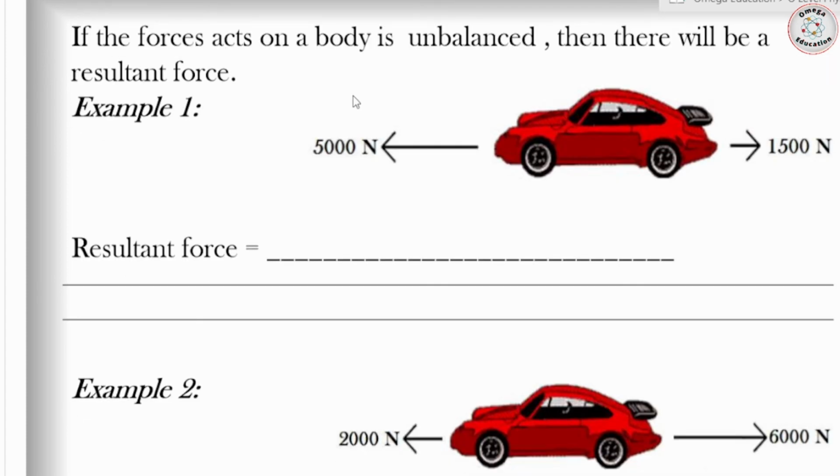elementary sample questions. The resultant force in the first case, F resultant, equals the bigger force minus the smaller force. 5,000 minus 1,500. Alright, that equals 3,500 Newton. Now the resultant force is there, and you have to mention the direction of the resultant force as well, because force is completely defined by magnitude as well as direction, since it is a vector quantity. So 3,500 Newton where? To the left side.